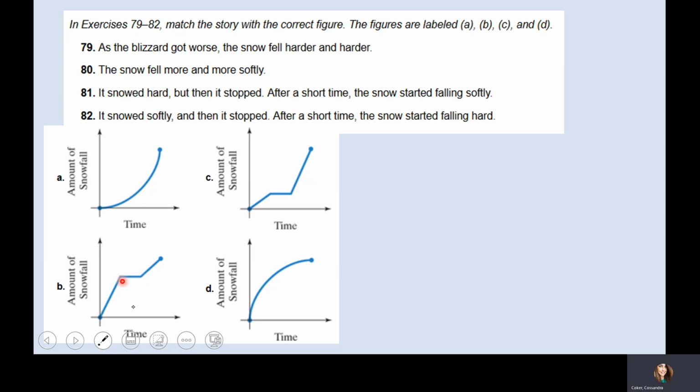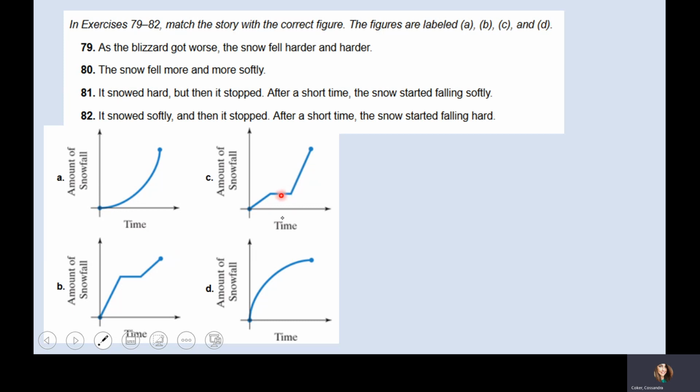Right, and then here, there was no snowfall at all in this time, 0. It didn't go up, it was constant, so there was no snowfall at all. Then in this case, it started slowly rising back up.